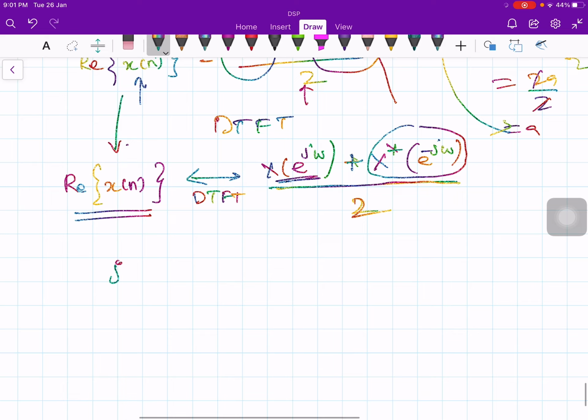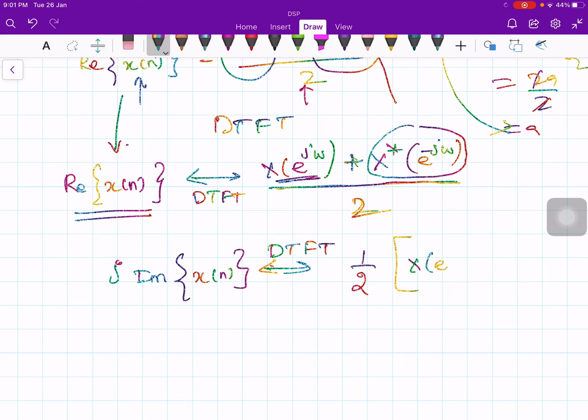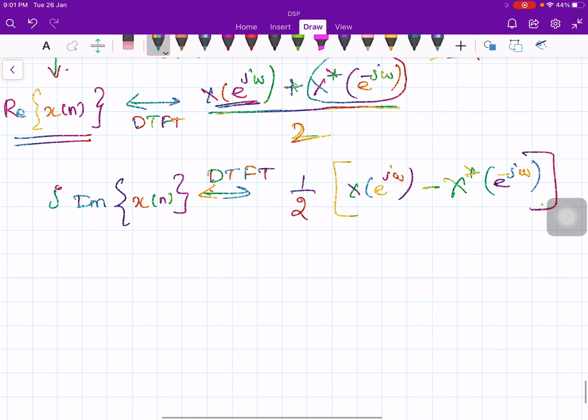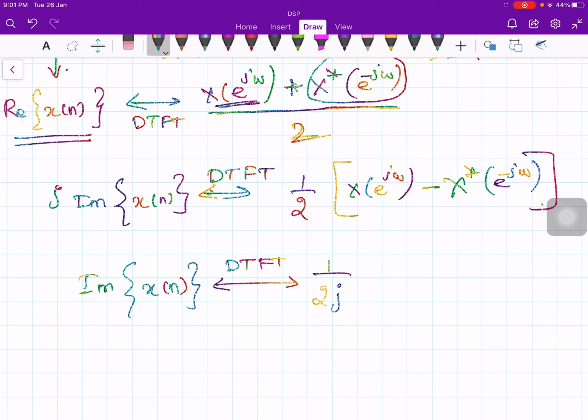By the same token, you can find out j times the imaginary part of x of n has the discrete time Fourier transform of 1 by 2 x of e to the j omega minus capital X conjugate of e to the minus j omega. That's it. If you take this j to the right hand side, the imaginary part of x of n is equal to 1 by 2j x of e to the j omega minus x conjugate of e to the minus j omega.